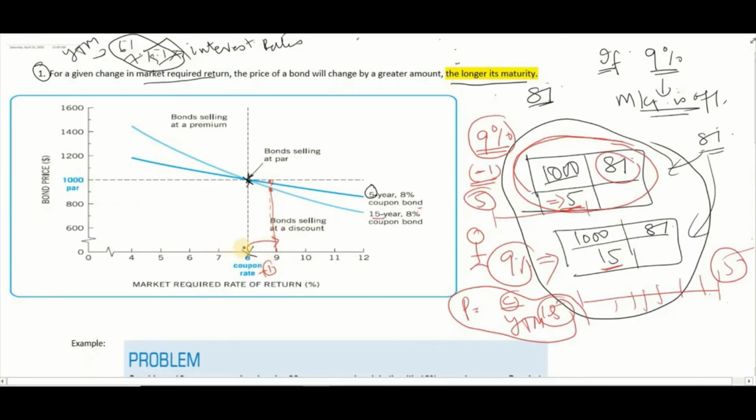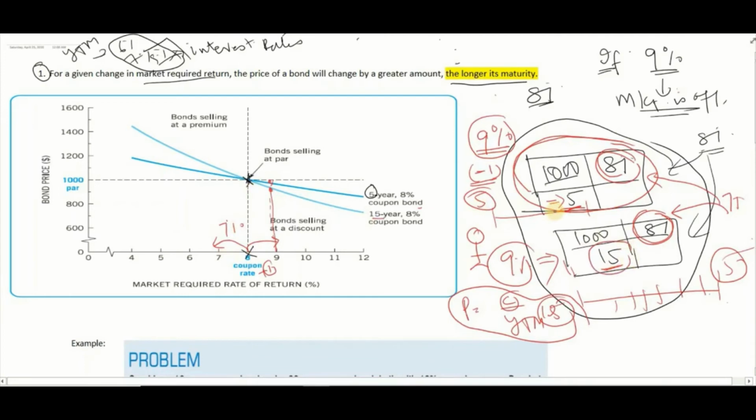And now reverse this situation. If the market interest rate decreases to 7%, now this bond is giving you 8%, and this bond is also giving you 8%. If you hold this bond, you will earn an extra 1%. The market is giving you 7%. Remember, this bond is giving you 8%, this is also giving you 8%. Which of the bonds is going to give you an extra 1% for the long term? Of course this bond, right?